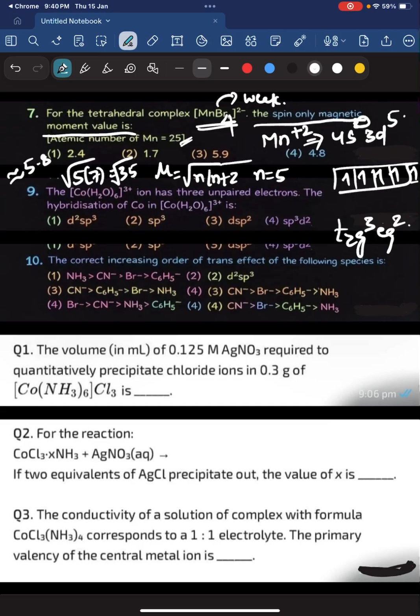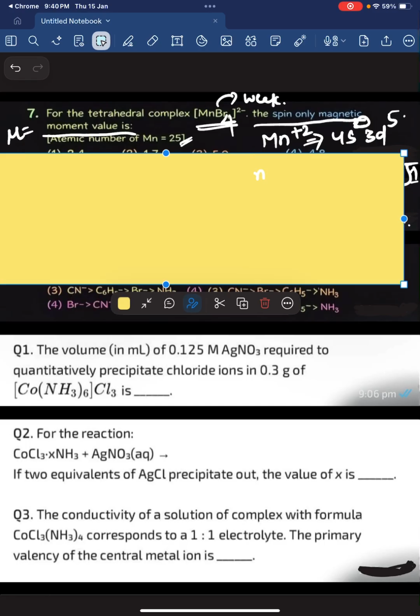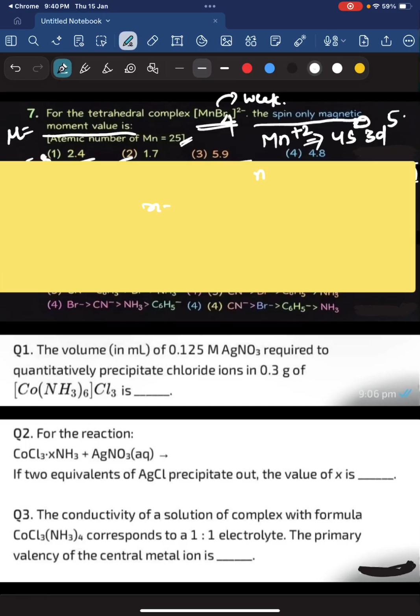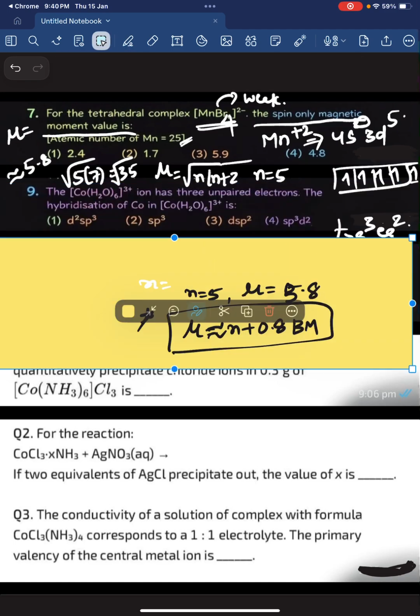There is also a short trick for this. To find the mu value, you can directly use this logic. The logic is just: if n equals 5, the mu value will be 5.8, or mu equals n plus 0.8, approximately, in Bohr magnetons. This is the shortcut for finding the magnetic moment value. Hope it is clear.